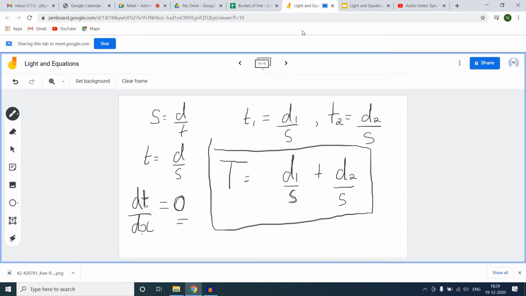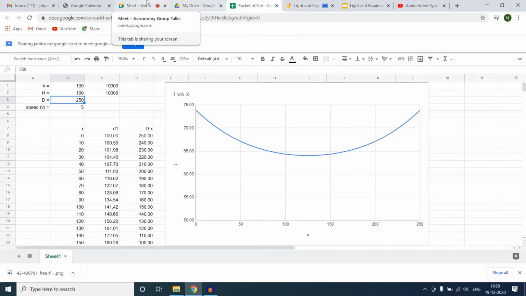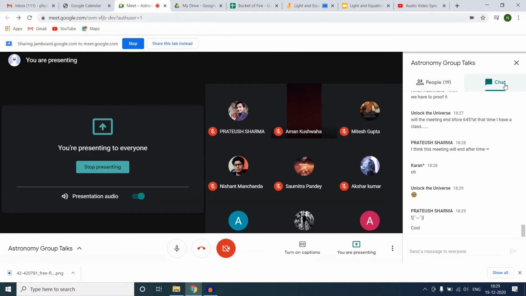Alright, you can try this by yourself. I can send you all the proof later. It doesn't really matter right now. I don't want to put too much math. I think it's already there. Alright, and you can do that with refraction also.